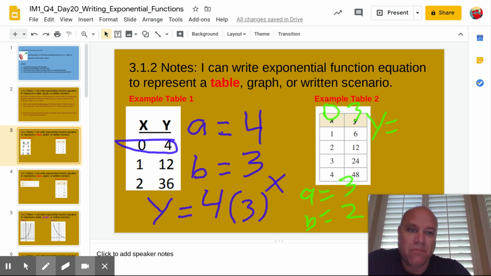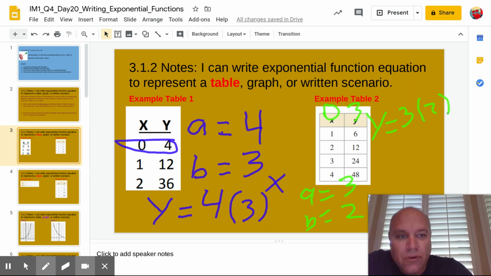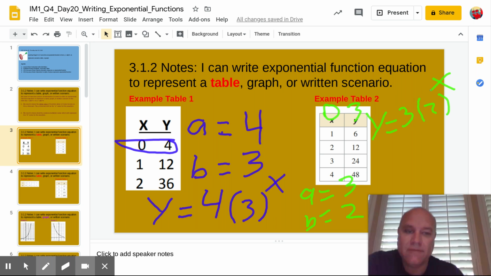That's the tricky part. You need to know the y value when x is 0, and it's not always given in the table, so you have to figure that out. Now that we know that, we can write our equation easily. Name that function: y equals 3 multiplied by 2 to the x power. There it is.